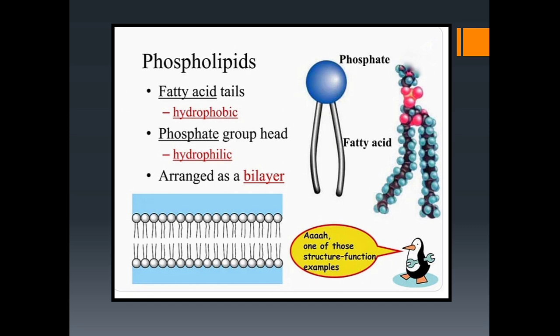The structure and function itself explain the phospholipid bilayer and its nature.